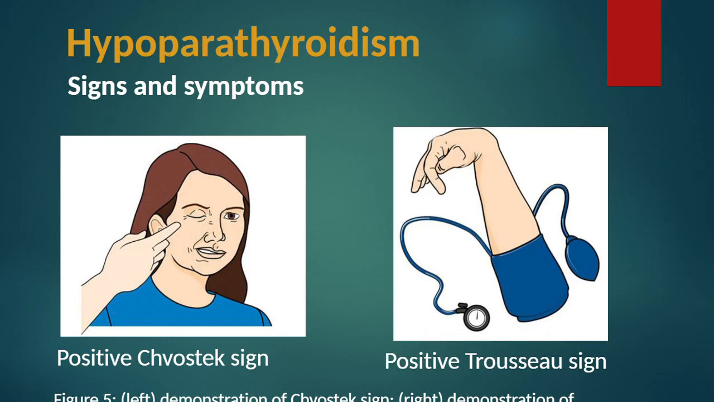As you teach or assess these signs, it's important to remember that both indicate neuromuscular irritability caused by low calcium. If positive, they require prompt reporting and intervention. This may include administering ordered calcium supplements, evaluating airway status, and monitoring cardiac rhythm because hypocalcemia can prolong the QT interval and put the patient at risk for dangerous arrhythmias.